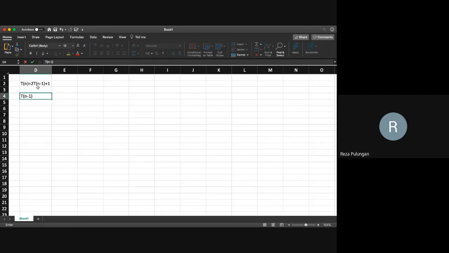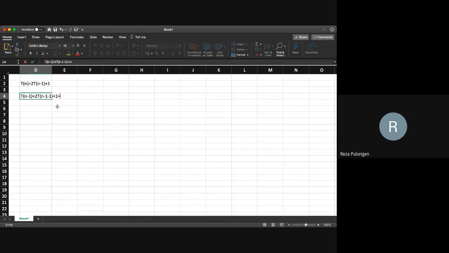Well, because this is just a mathematical function, this is actually quite simple. All you need to do is replace all occurrences of n by n minus 1. So that means there is an n here, you replace it by n minus 1. So this will be equal to 2T, there is an n there, and you replace it by n minus 1, and then minus 1 plus 1.